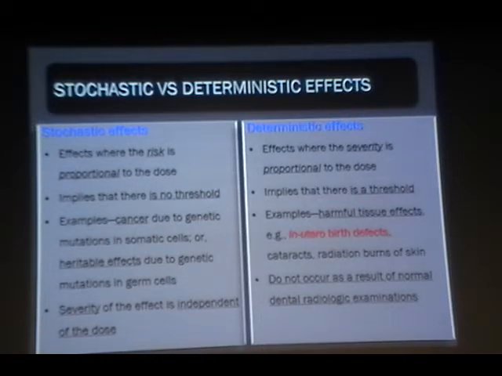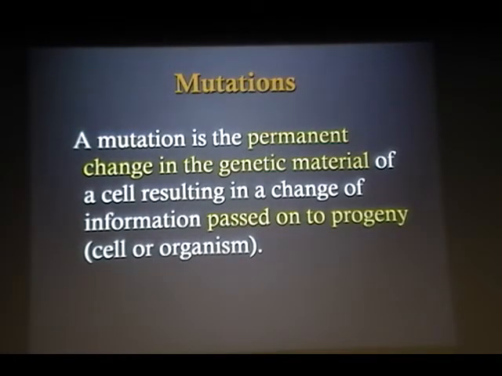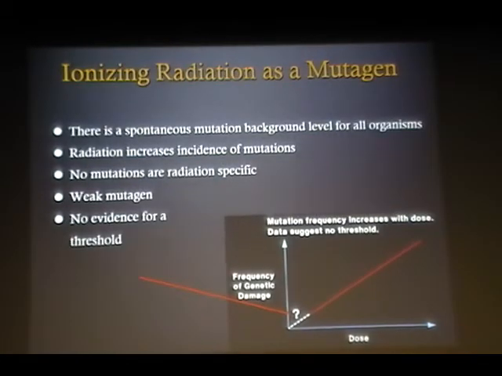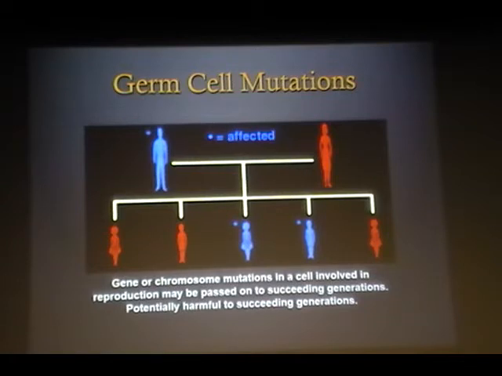Now, deterministic effects we are not going to see with dental radiographs. Very rare, or almost next to impossible, because the dose is such a low amount. Mutation basically means that there is a change in the genetic material that's passed on to progeny. Ionizing radiation is considered a very low mutagen. So that's why we have to be careful and make sure that we use appropriate precautions.